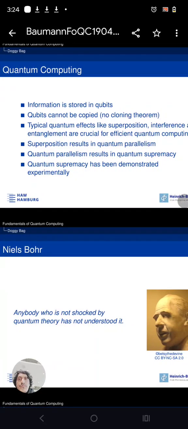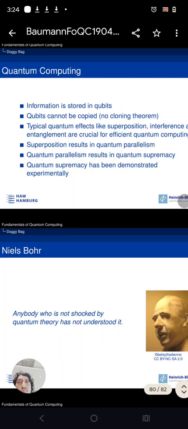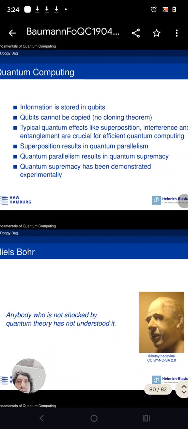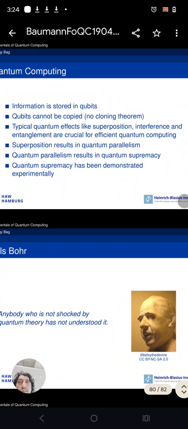So information is stored in qubits. Qubits cannot be copied. No-cloning theorem. Typical effects like superposition, interference, and entanglement are crucial for efficient computing. Superposition results in quantum parallelism. Parallelism results in quantum supremacy. Quantum supremacy has been demonstrated experimentally.